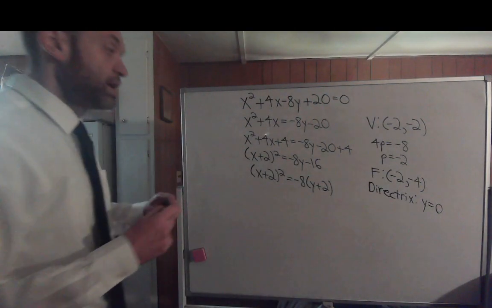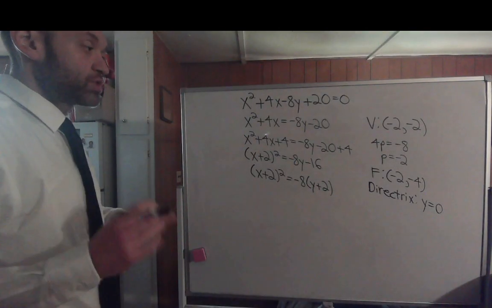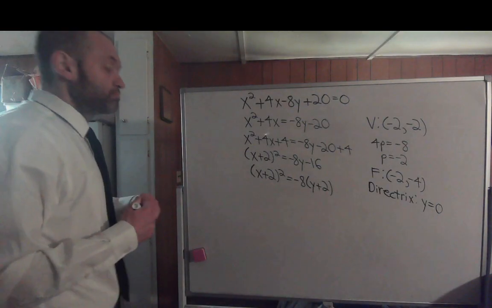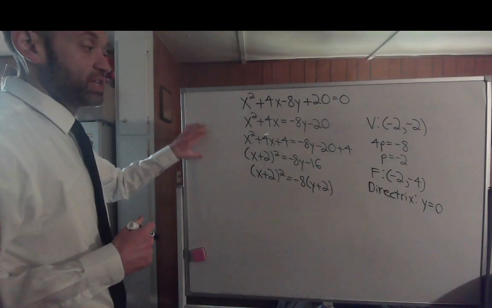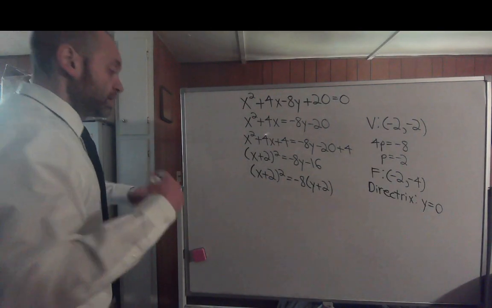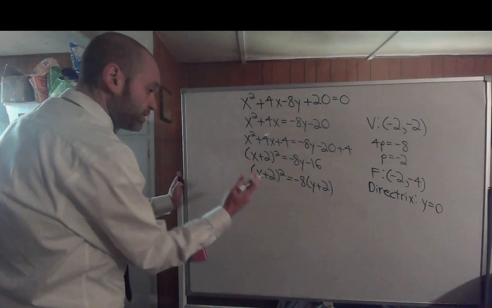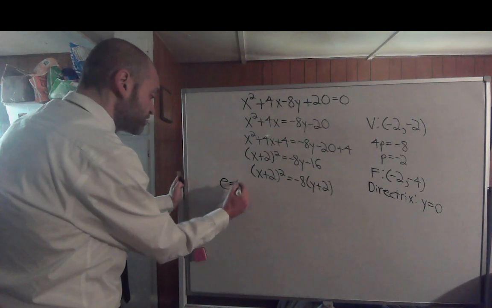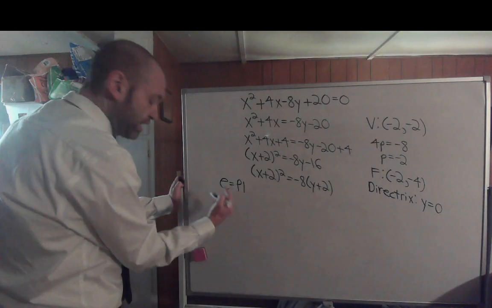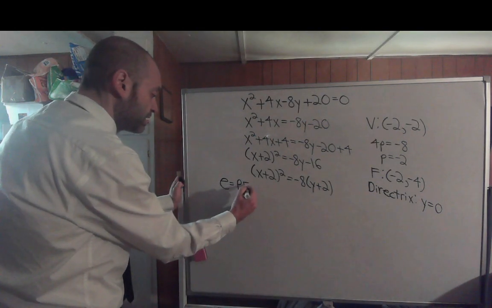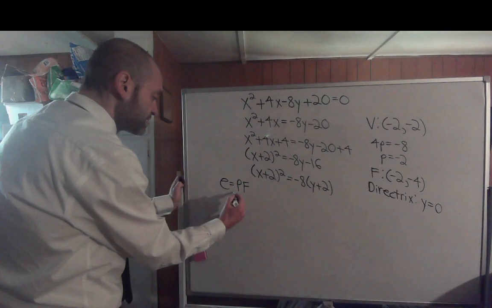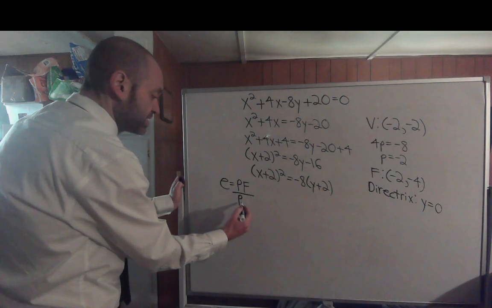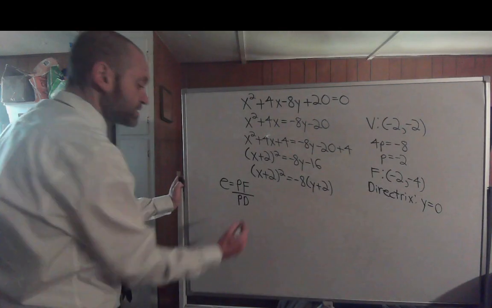Okay, so now that we found the directrix, let's go ahead and set out to prove how this equals 1. Again, for any curve, the eccentricity equals the ratio of the distance of any point on the parabola to the focus over the perpendicular distance of that point to the directrix.